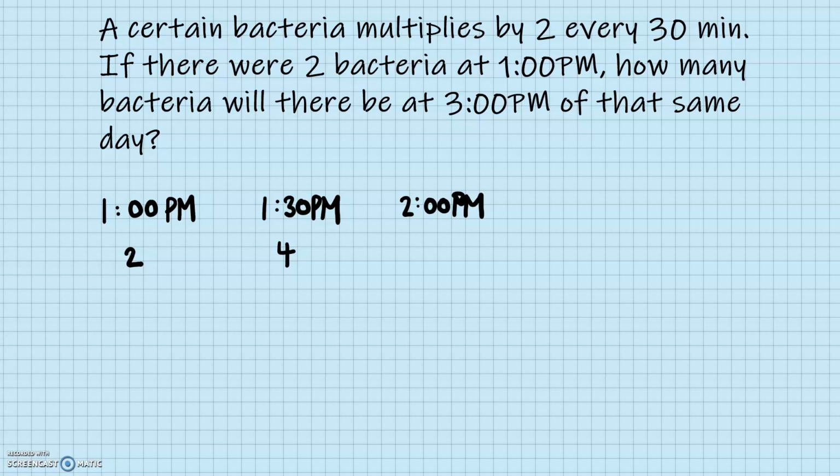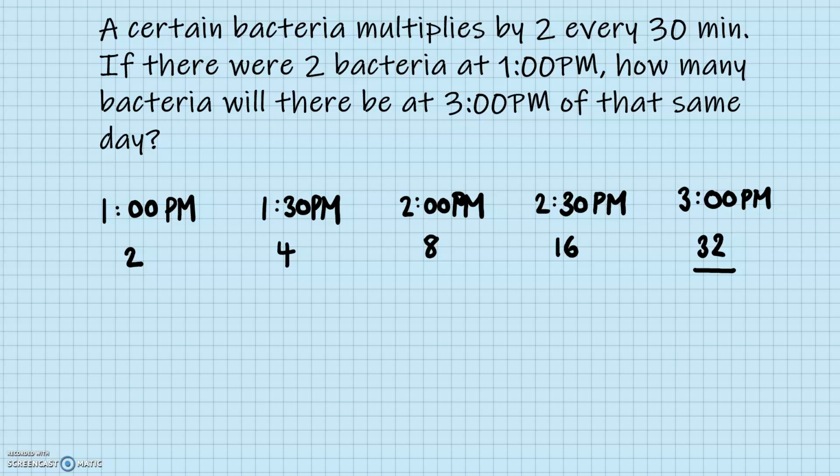At 2 p.m. there's going to be 8. At 2:30 p.m. there's going to be 16. And at 3 p.m. there's going to be 32. Since we were working with a really small number, we already arrived at our solution without having to use any of the formulas.